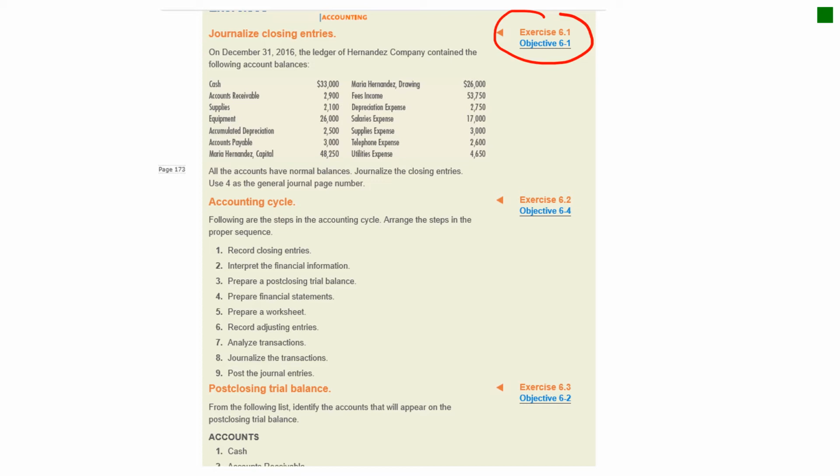Everything else, which is basically on the balance sheet, is considered a permanent account. So we don't close those out. So I always say start with my revenues. In this case, there's one revenue account. It's fees income. It's $53,750.